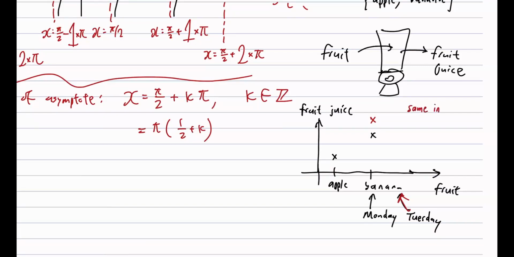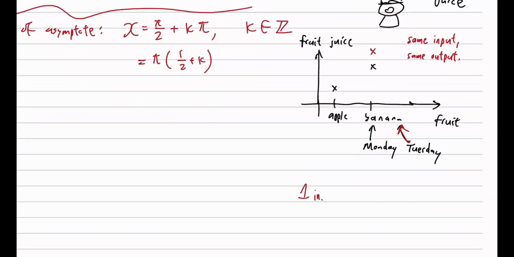Same input, let's write down our discovery. Same input gives you the same output. You can't have one input give you two or more outputs.